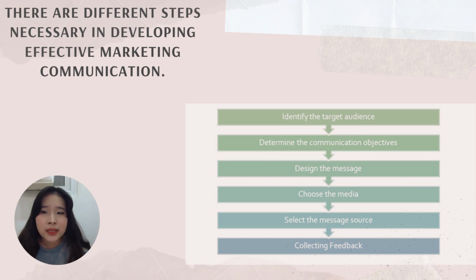Designing the message. The message should get attention, hold interest, arouse desire, and obtain action. Attention, interest, desire, and action come together as the AIDA model. Choosing the channel of communication. There are two broad categories. First is personal communication channel. Second is non-personal communication channel. Selecting the message source: highly credible sources are more persuasive. Collecting feedback: the marketer researches the effect on the target audience.